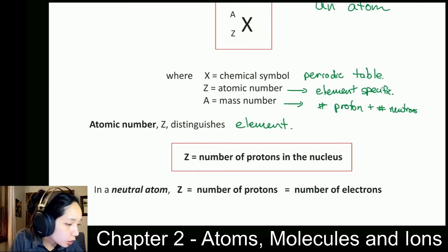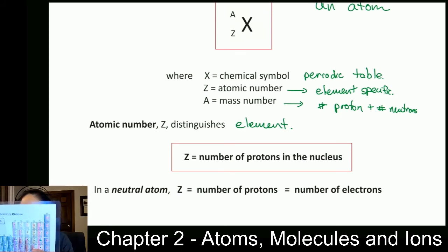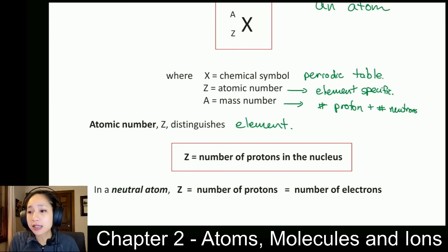So it distinguishes the element from a different element. If we were talking about zinc, for example, then we would put a different atomic number, Z. The number on the periodic table for zinc is 30, while for copper, it is 29. Z tells us the number of protons in the nucleus. The atomic number is the number of protons within the nucleus. The number of protons defines what element it is.